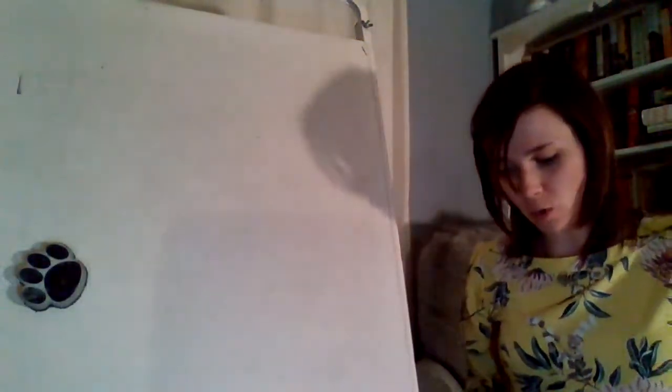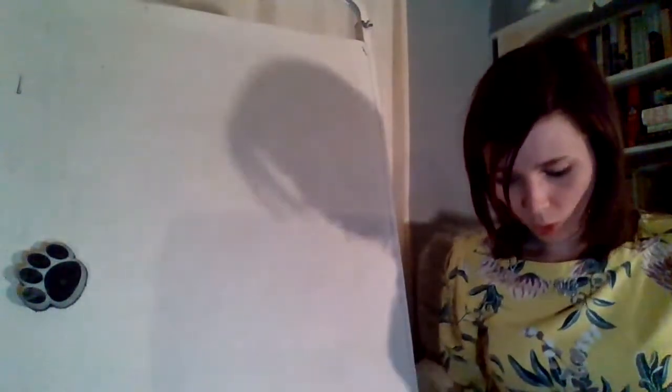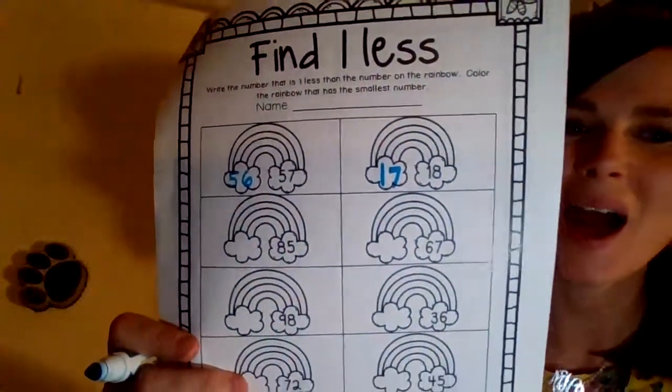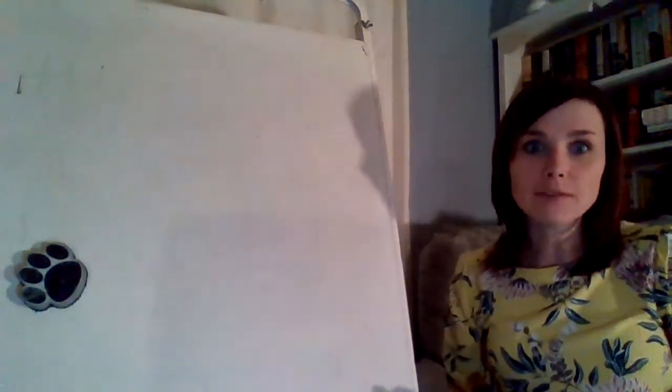Go to the next one, 18. So if we want to know 1 less than 18, we really only need to focus on that ones house. If we have 8, boys and girls, 1 less than 8 is 7. So we're only working at that ones house. So we know we keep the number that's in the tens. The number that's in the tens is 1, right? So 1 less than 18 is 17. Nice job.